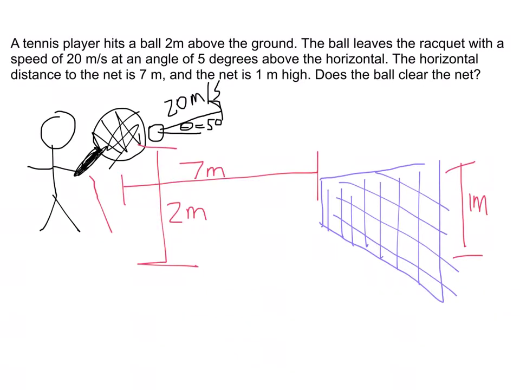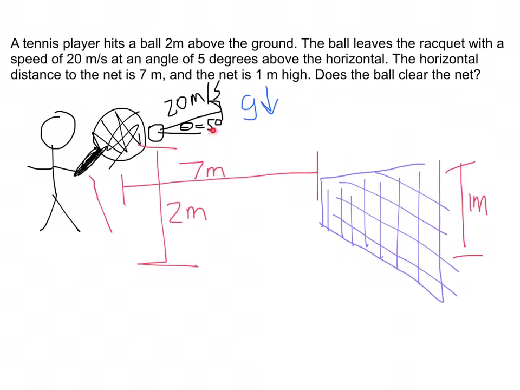So what I want to do is find the time that it takes the ball to get from here to the net. And I'm going to take that time and see what the height of the ball is at that time. The velocity here in the horizontal direction does not change. However, in the vertical direction, it does due to gravity, because you've got gravity going down.